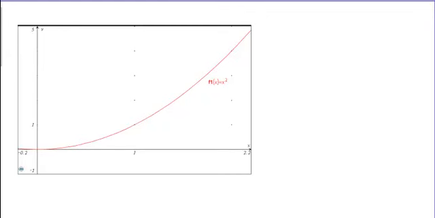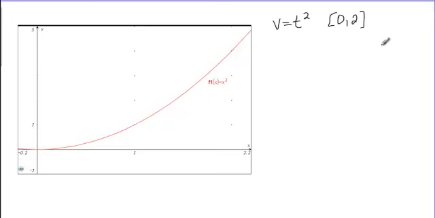Suppose that the velocity of some moving object is given by the function v is equal to t squared. We need to approximate the displacement of this object on the interval from 0 to 2 seconds. That displacement is going to be the area under the velocity curve.